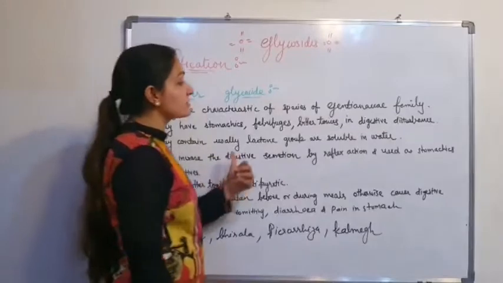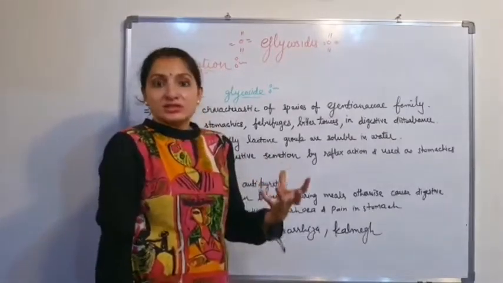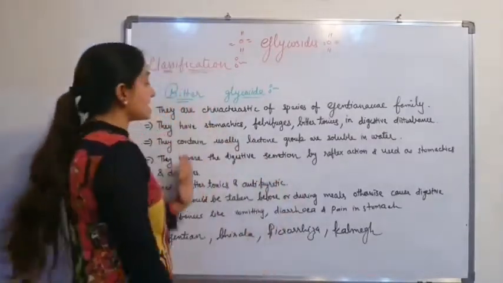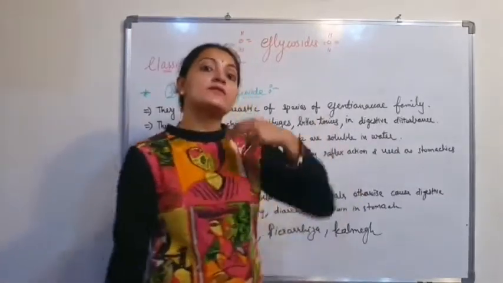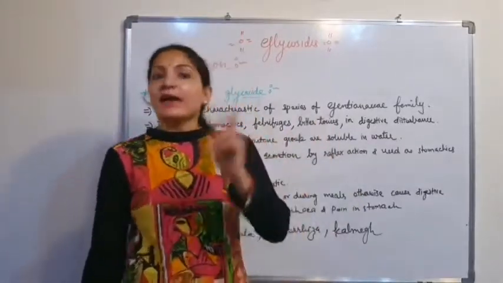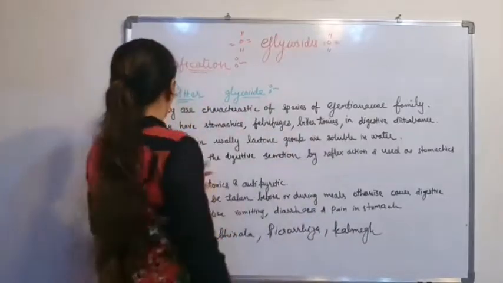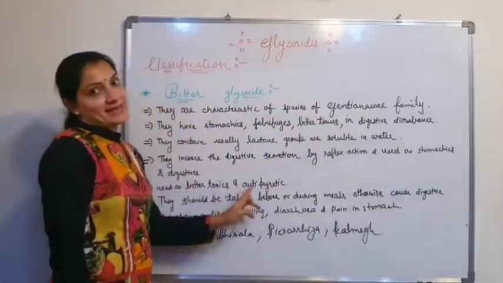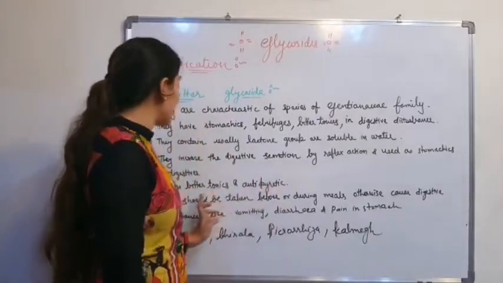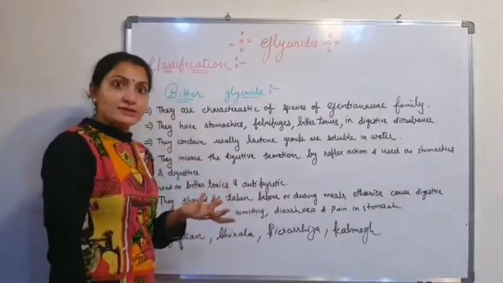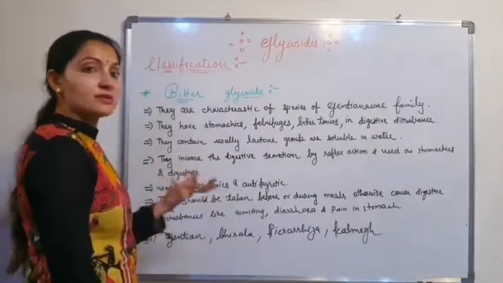They increase digestion. Why are they used as a digestive or stomachic? Because they increase the digestive secretion by reflex action, and because of that they are used in digestive problems as well as a stomachic. They are also used as a bitter tonic and antipyretic. They lower the body temperature, so they are used as an antipyretic, and as a tonic with a bitter taste, so a bitter tonic.